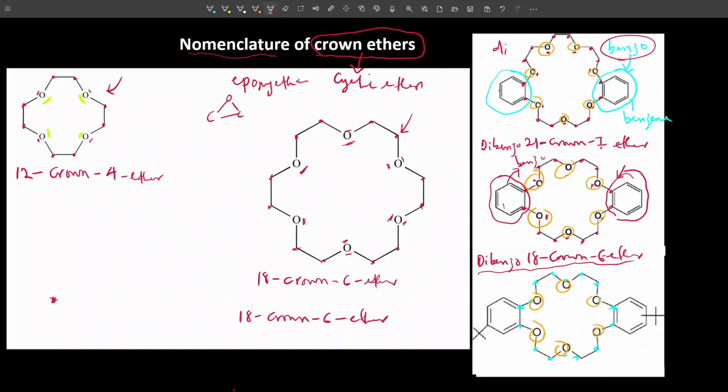So let's name. We have some things attached to the crown ether. We have something like this. Obviously, this part here is benzene, and we have two of it. That's dibenzene. So let's add that. So we say di. Instead of saying benzene, we say benzo. So dibenzo 18 crown 6 ether.